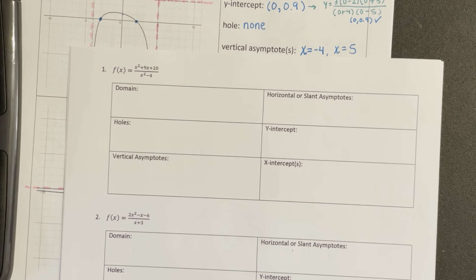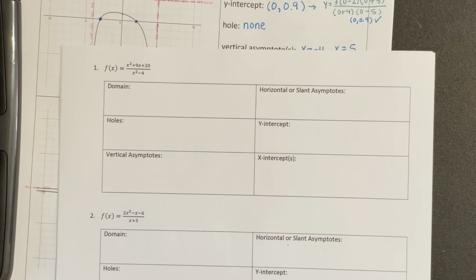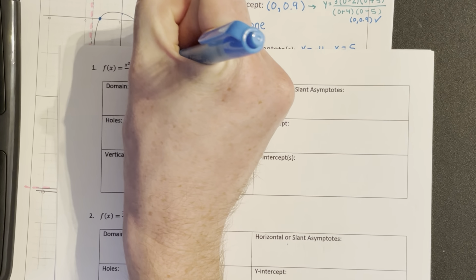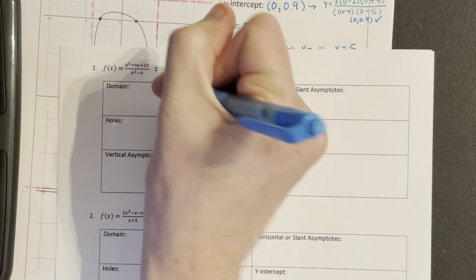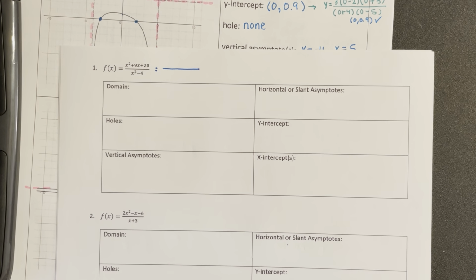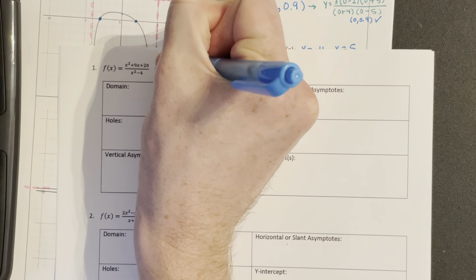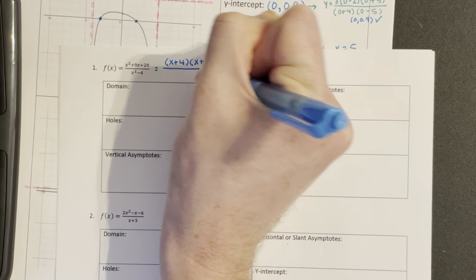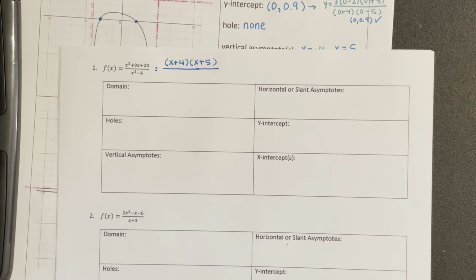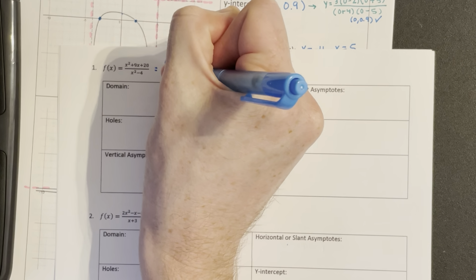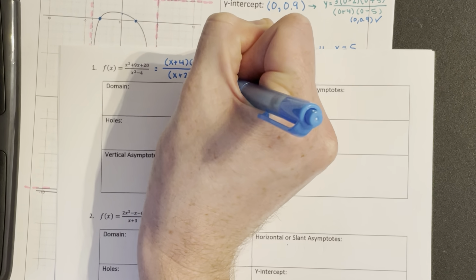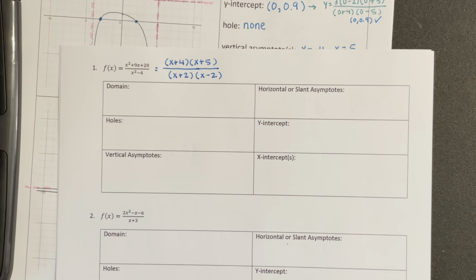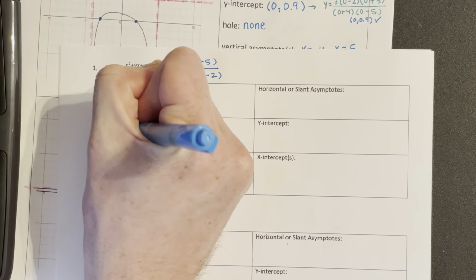We have a function x squared plus 9x plus 20 over x squared minus 4. We first want to factor it. So that would be x plus 4 times x plus 5. X squared minus 4 is x plus 2, x minus 2. So there are no common factors, which means I can't reduce that any further.